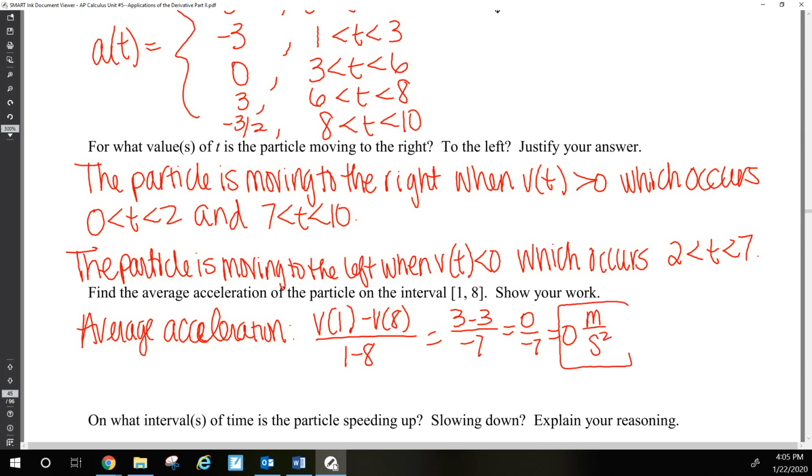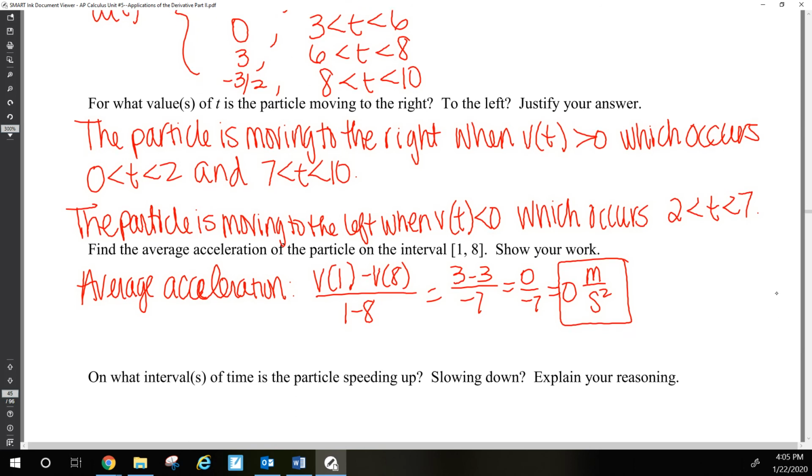Does that mean we didn't move at all or accelerate at all during that time? No, that just means that our average acceleration between 1 and 8 is 0. So overall, it averages out to 0.